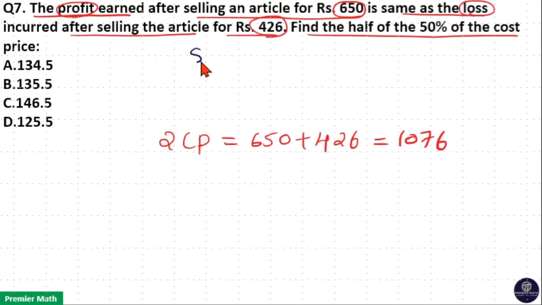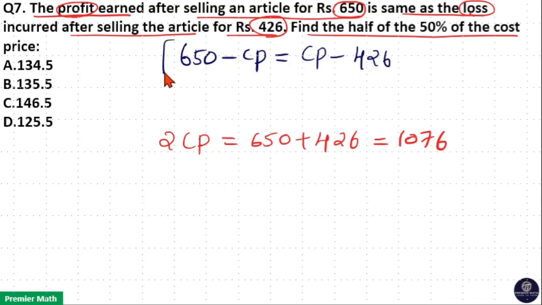Profit means SP minus CP, which is the same as the loss, where loss is equal to CP minus SP. In the first case, selling price is 650. In the second case, selling price is 426. So double of CP is equal to 650 plus 426. Now CP is equal to half of 1076, which is 538.